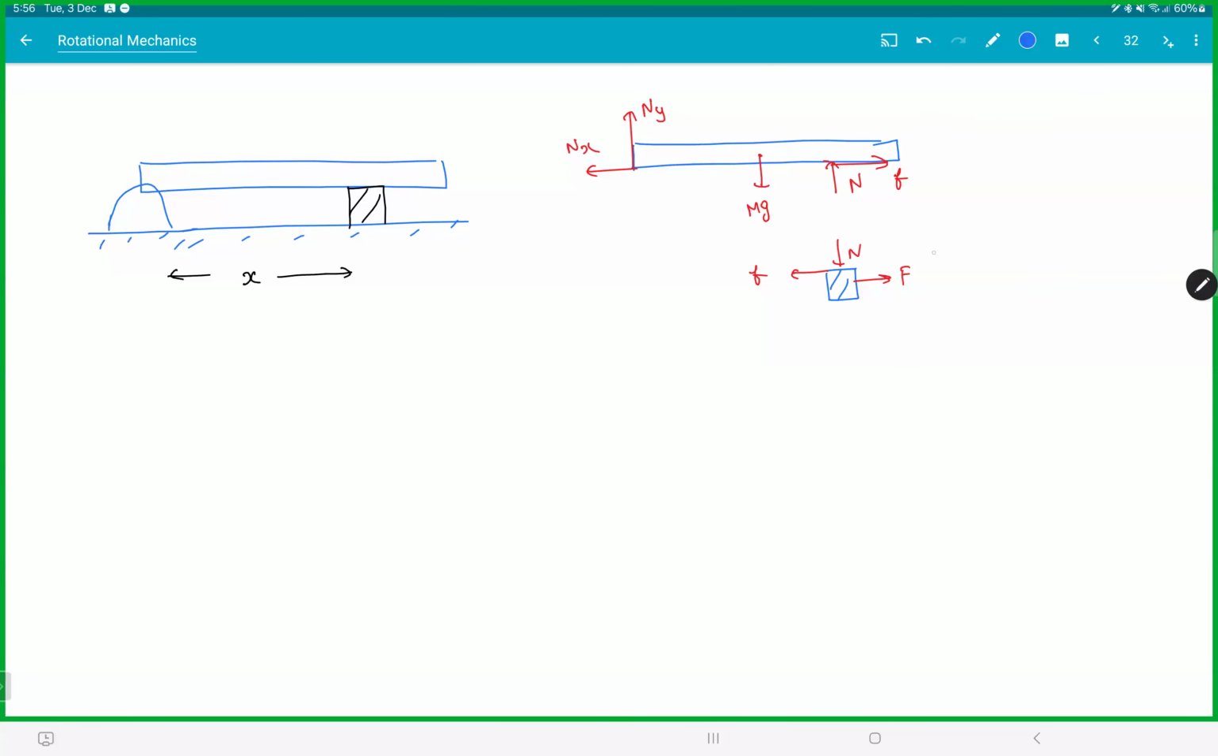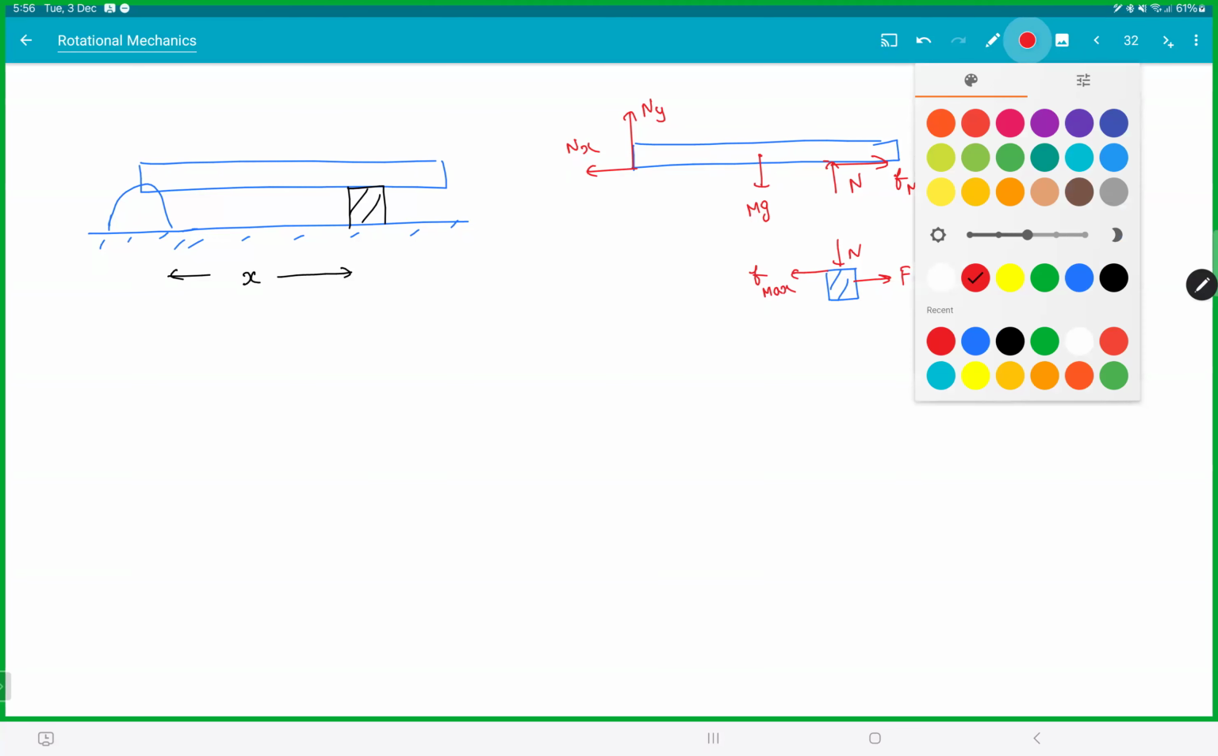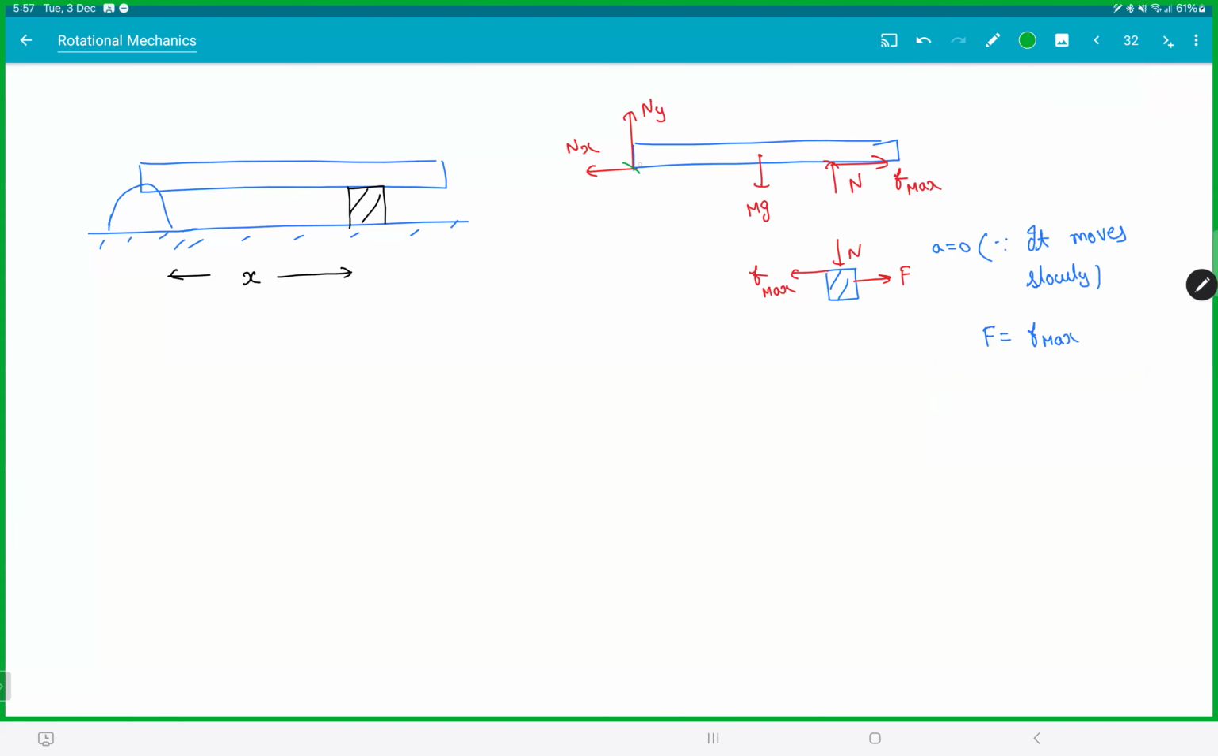Since the block is moving slowly, acceleration is 0. That means F is equal to F max. Why F max? Because it is slipping. There is sliding between the block and the plank, so this friction is maximum. Then let's take torque about the hinge.